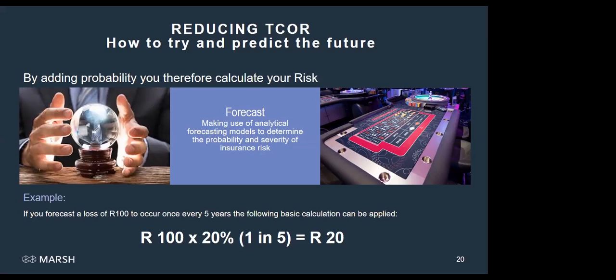And forecasting, you make use of analytical forecasting models to determine the probability and severity of insurance risk. Now, what does that mean? I'm not an actuary, so I'm going to dumb it down. If, for instance, looking at this example, you forecast a loss of 100 Rand to occur once in 5 years, the following basic calculation will be applied. So this is the formula. You take the loss exposure, the 100 Rand, you multiply it by the probability, the 1 in 5, in this case 20%, to give you a value of 20. We refer to this value as risk. Now let's apply it to your insurance program. Next slide, please.